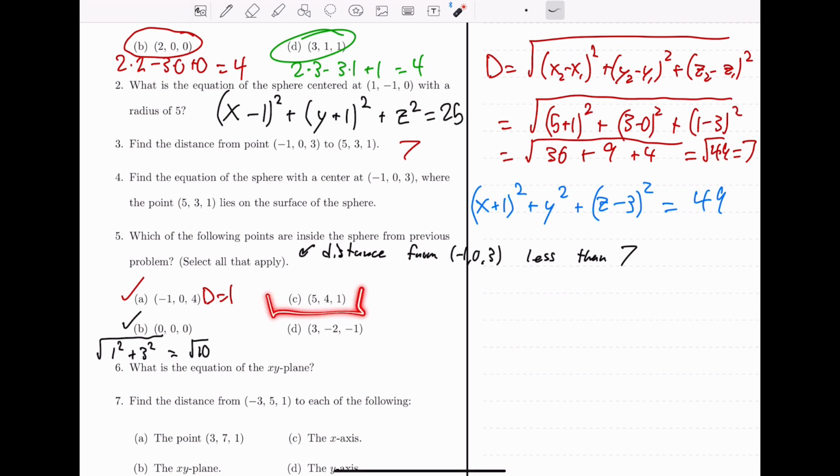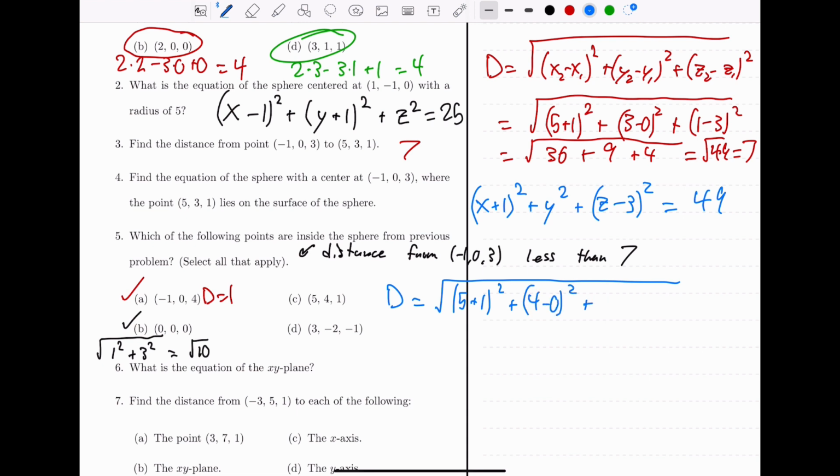Let's take a look at this point here, and we'll write out some more steps for the distance formula. For the point C, 5, 4, 1, the distance would be the square root of, now we take the difference of the corresponding components: 5 minus negative 1, 4 minus 0, 1 minus 3. So 5 minus negative 1 would be 5 plus 1 squared, plus 4 minus 0 squared, plus 1 minus 3 squared. And what do we get here? Well, 5 plus 1 is 6. 6 squared is 36. 4 minus 0, that's 4. 4 squared, 16. And then 1 minus 3 is negative 2. Negative 2 squared is just positive 4. So we have 36 plus 16 plus 4. If you add those numbers together, you get 56. So we have the square root of 56.